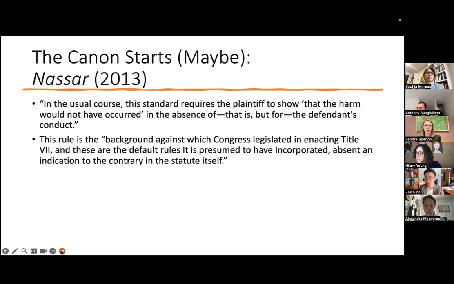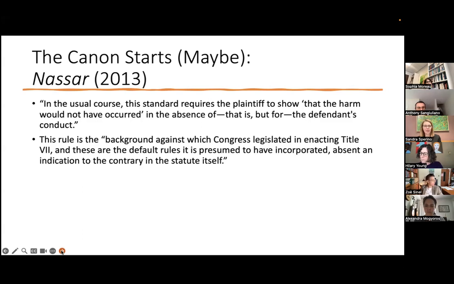And if you look at the words on the screen, we now see what's sounding more like a canon. So in the usual course, the standard requires the plaintiff to show but for cause. And that sentence is actually correct, right? So in most instances, the standard does require the plaintiff to establish but for cause. It's just that that sentence is incomplete and that it doesn't allow for other instances where we've shifted the causal burden to another party or we've lowered it.